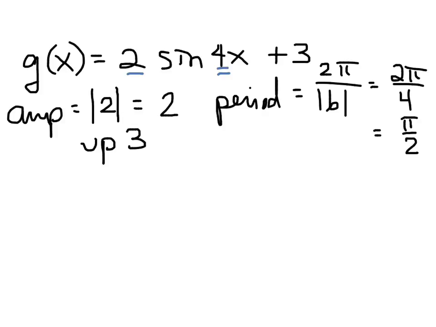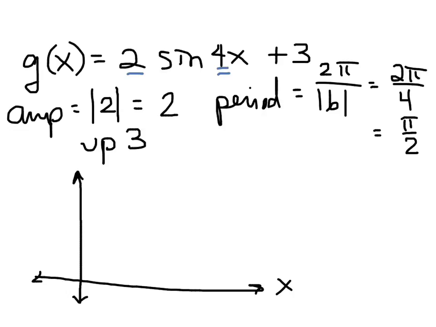Here's what I'm going to do. I'm now going to draw what this thing should look like. I'm going to put the x-axis down here. Why did I put the x-axis lower instead of right in the middle? Because the whole thing goes up 3.